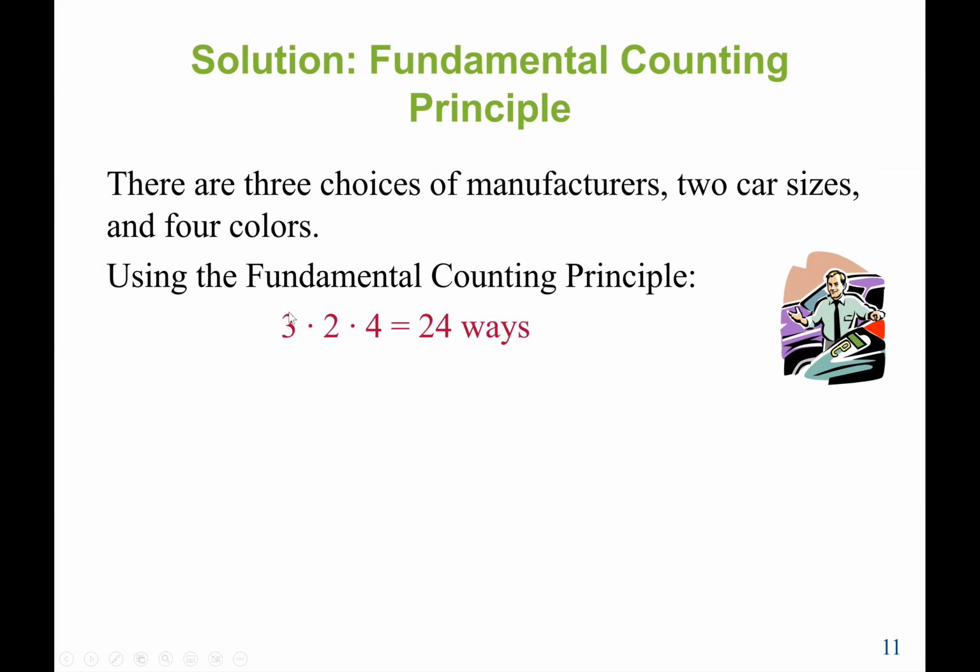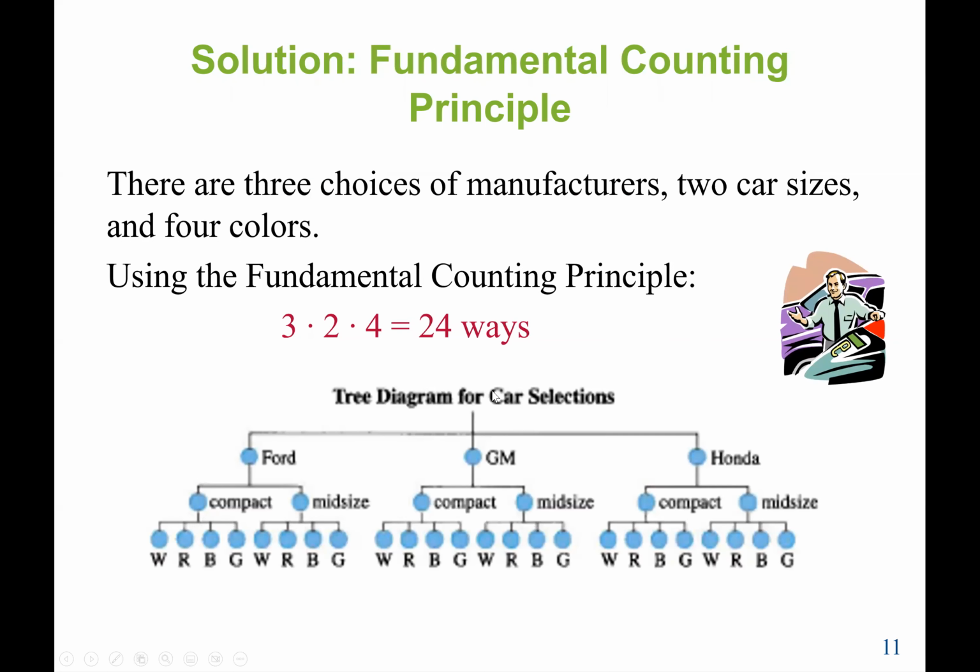So we have 3 manufacturers. The car size is only 2. And the possible different colors are 4. So it will be 24 ways. Now we can come up with a tree diagram. First, let's start with the number of manufacturers. So we have Ford, GM, Honda.